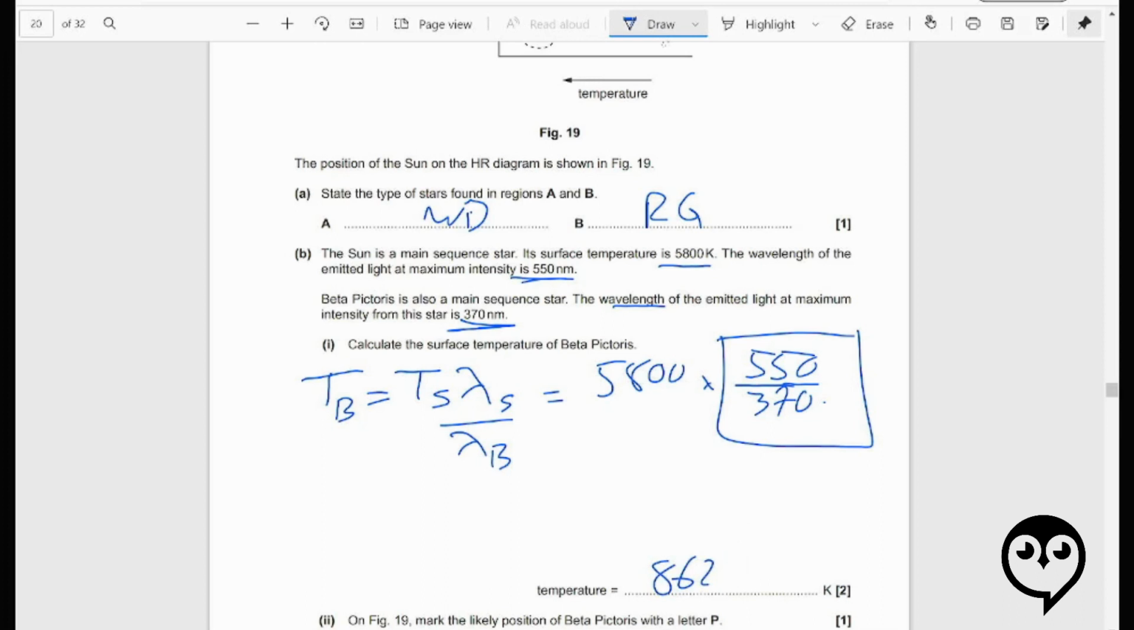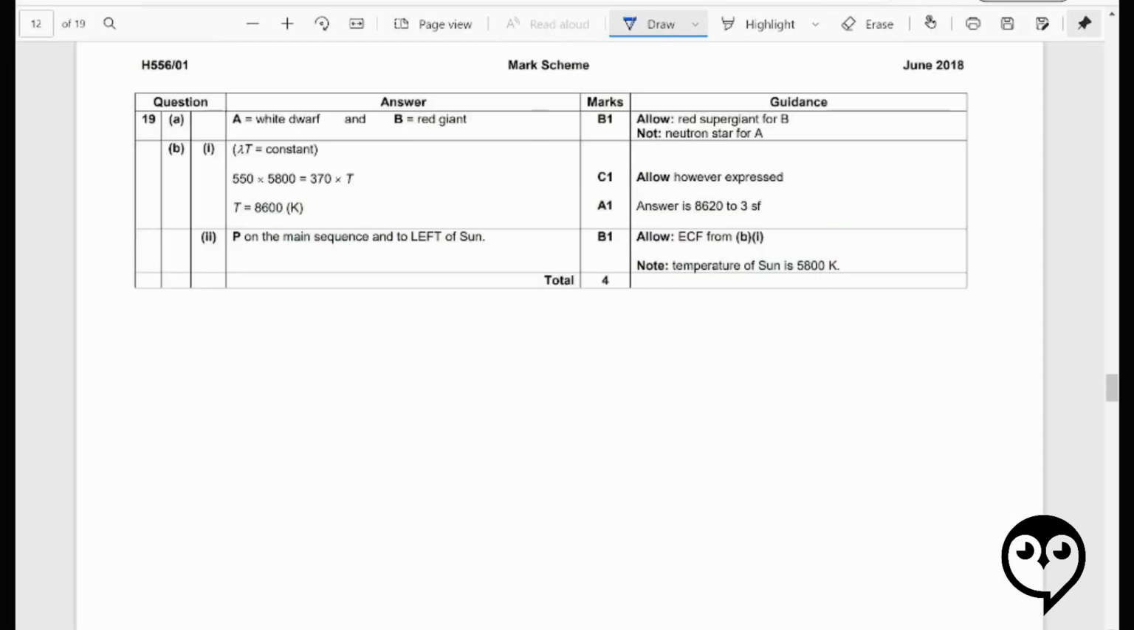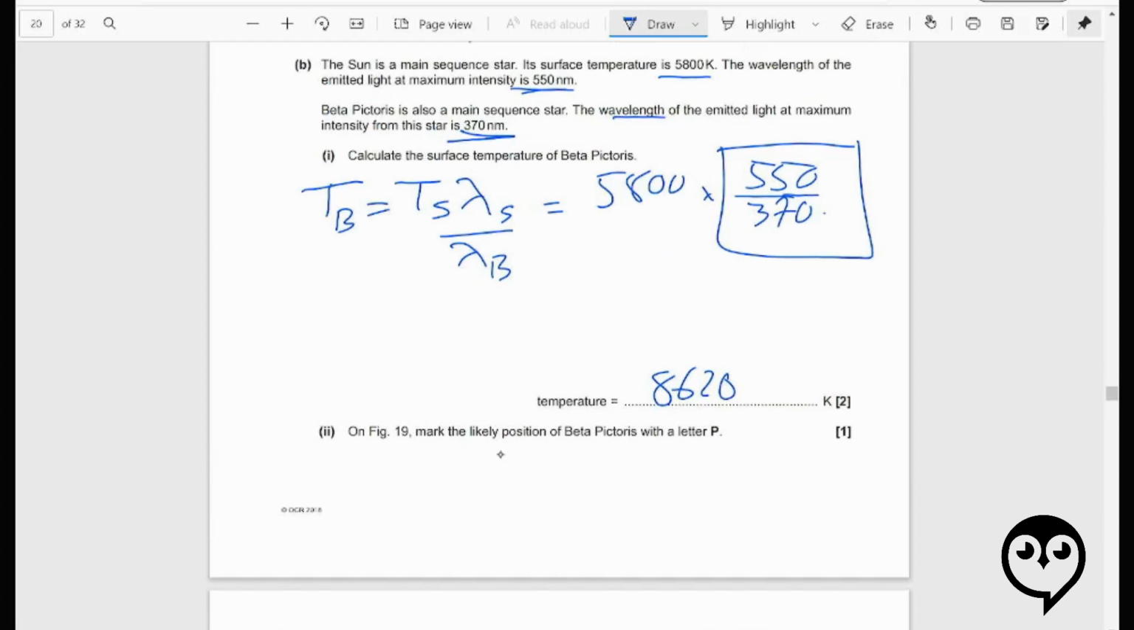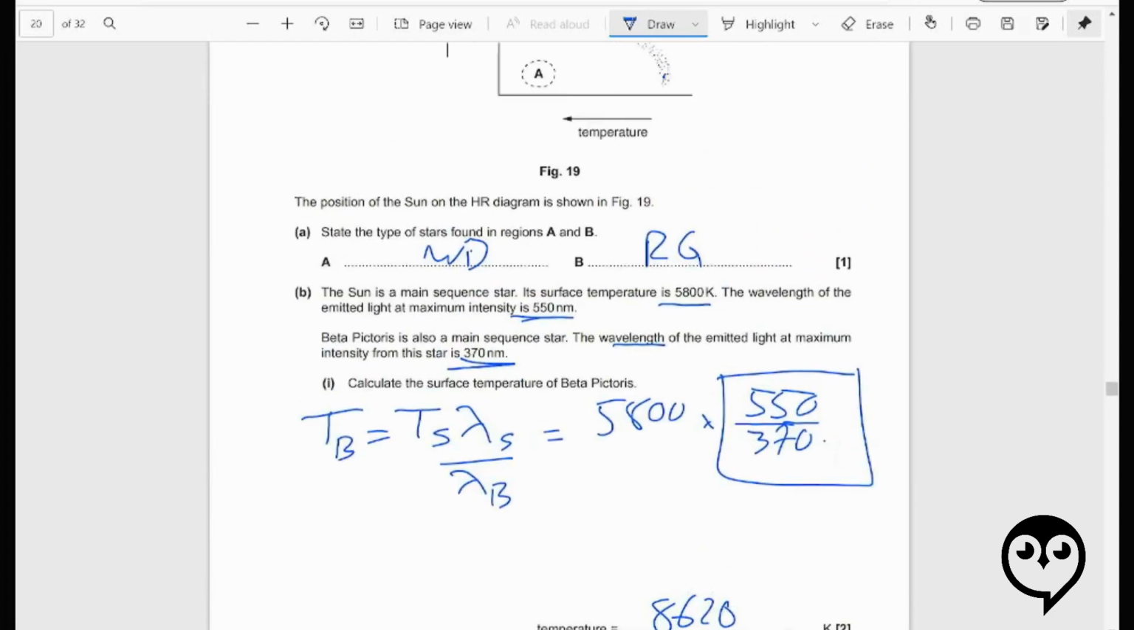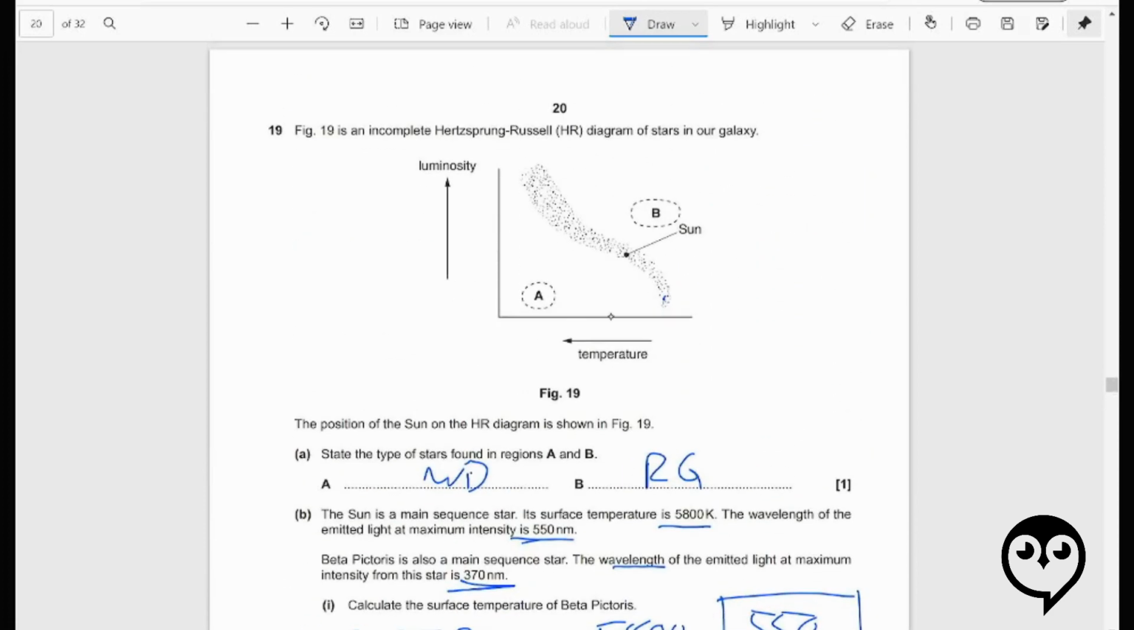All right, let's look at our answers so far. Right, so white dwarf, red dwarf, that's what we did. We rearranged 86. Okay, so they've rounded 8,600. They like 3 sig figs for this exam board. Make sure you know your exam board. That's fine. Okay, and then mark the likely position of Beta Pictoris with a P.